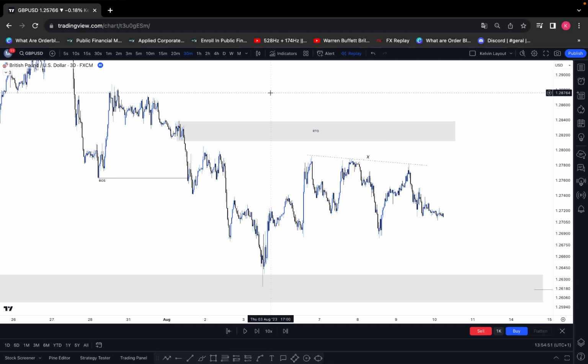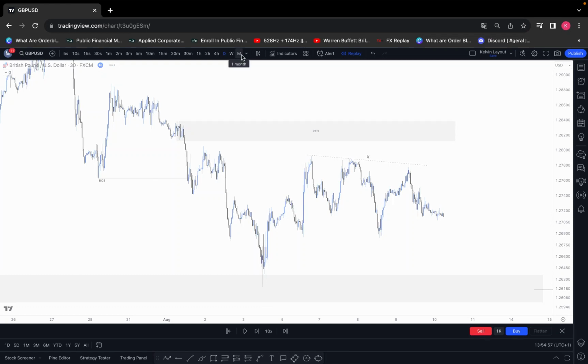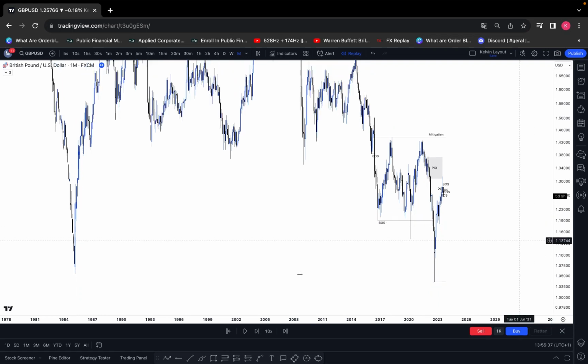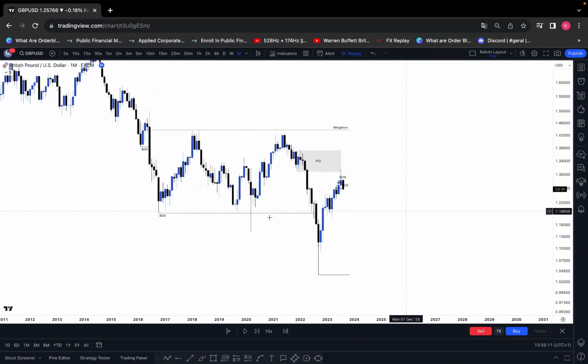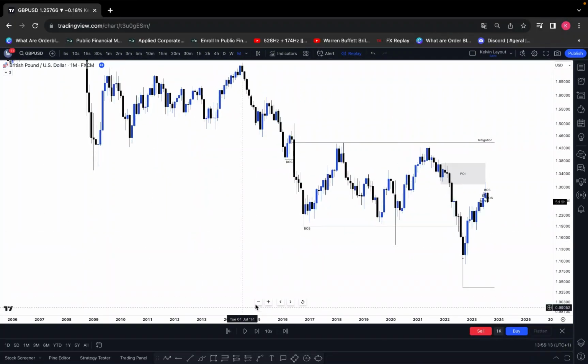So before we get into the trade itself, let's just quickly do a top-down analysis. Let's start from the monthly time frame. So here we are on the monthly time frame. If we quickly look at what's going on with GU, just looking from the monthly, we can clearly see that the structure overall has been bearish, right?